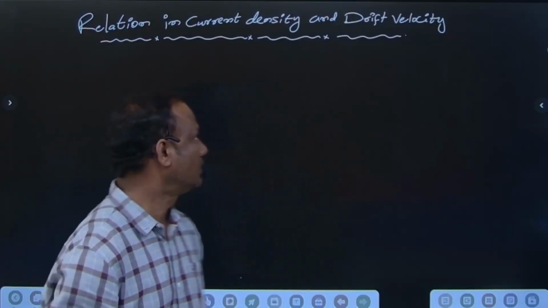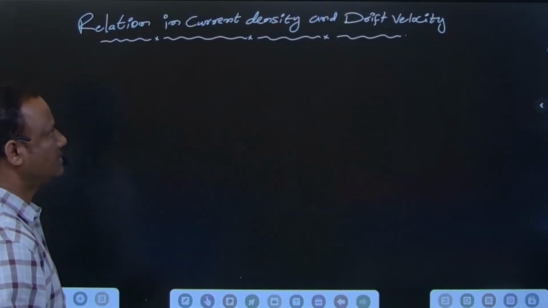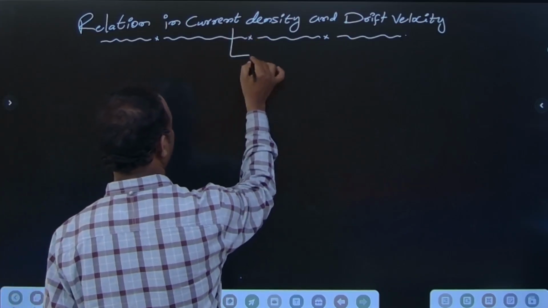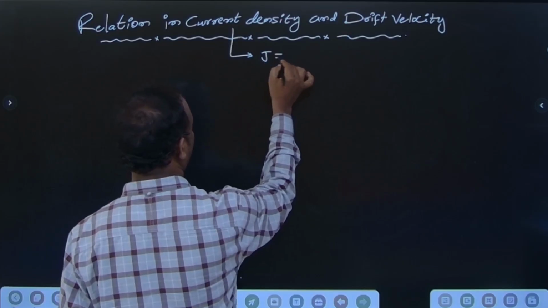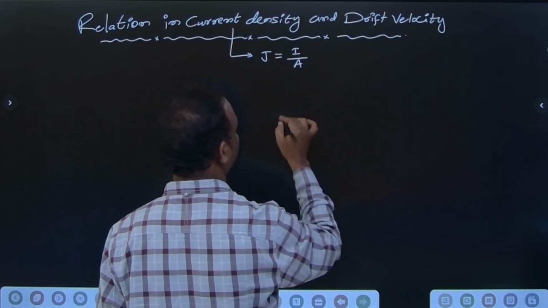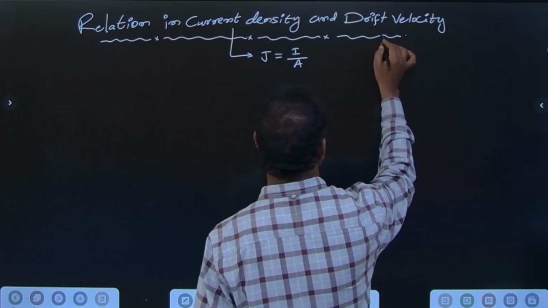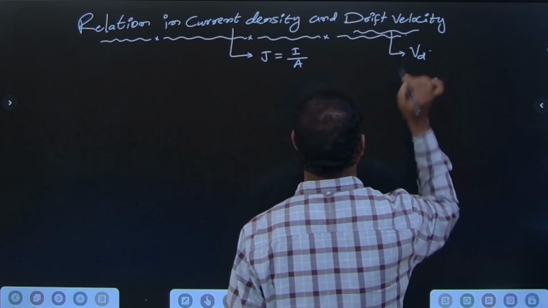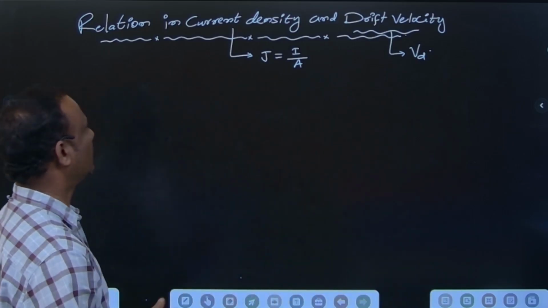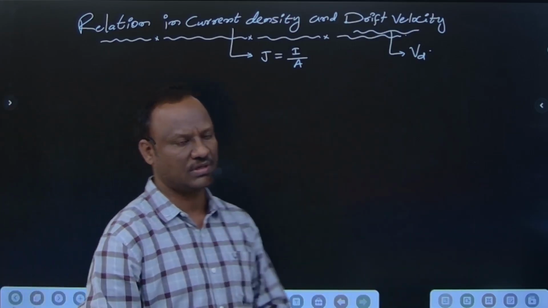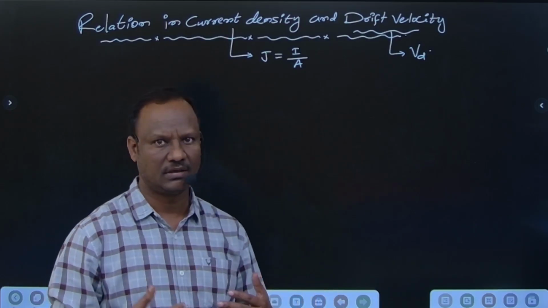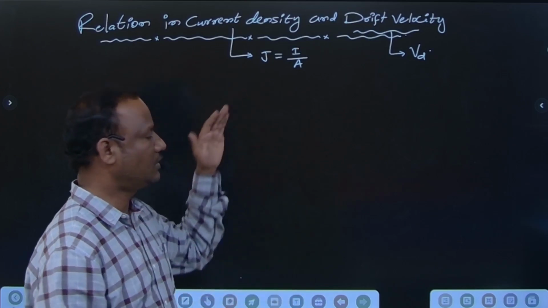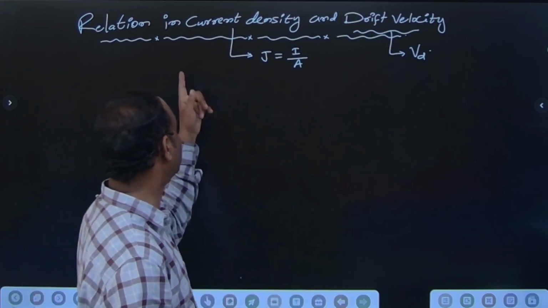Here we are discussing the relation between current density and drift velocity. Current density J is equal to I by A, and the drift velocity is Vd. Generally, current density means the current passing normal through the cross section of a conductor, so current per cross-sectional area is called current density.